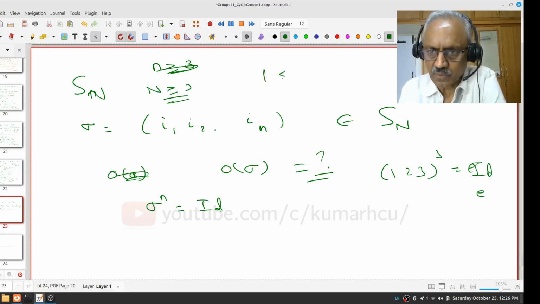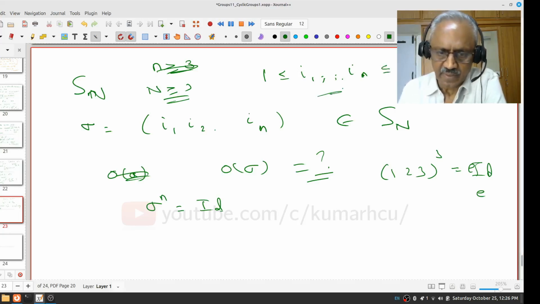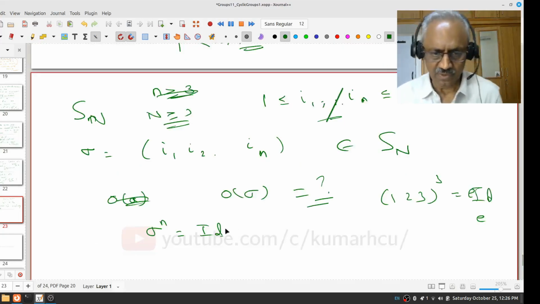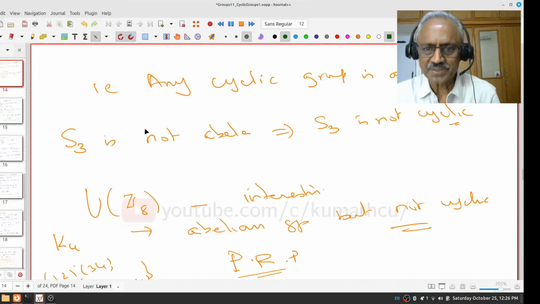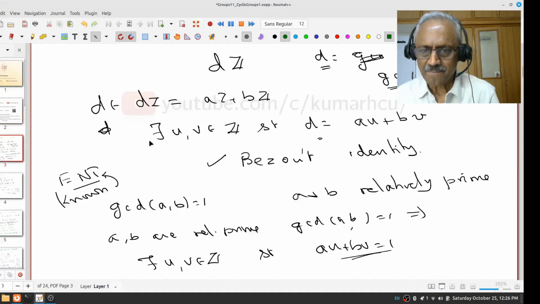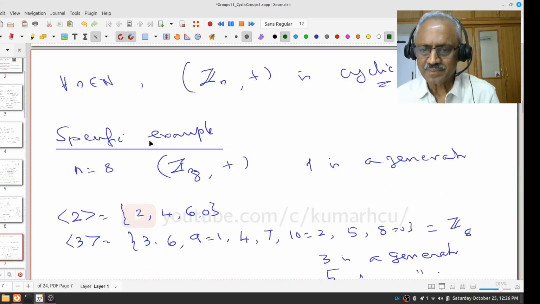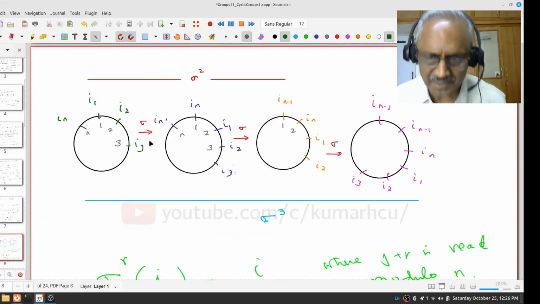What are the things? 1 less than or equal to i1, ..., in, these are the elements which are less than or equal to n. I don't want to waste the pictures which I had drawn beforehand, because when I try to draw here now, it will take a lot more time. So I drew it earlier, I remembered that, and I will finish with that example. Okay, let's go back. It's not the first page, it's the 8th page, right?